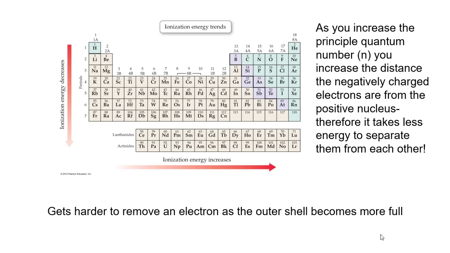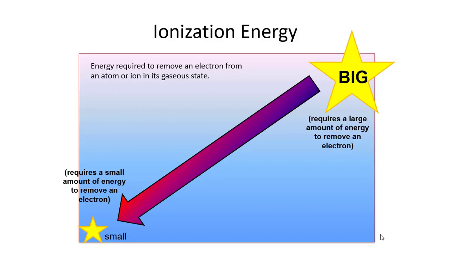That's just generalizing the trend from lithium going all the way over to fluorine. The outer shell of fluorine is more full than the outer shell of oxygen. Therefore, fluorine has a higher ionization energy than oxygen. So here's my general trend.